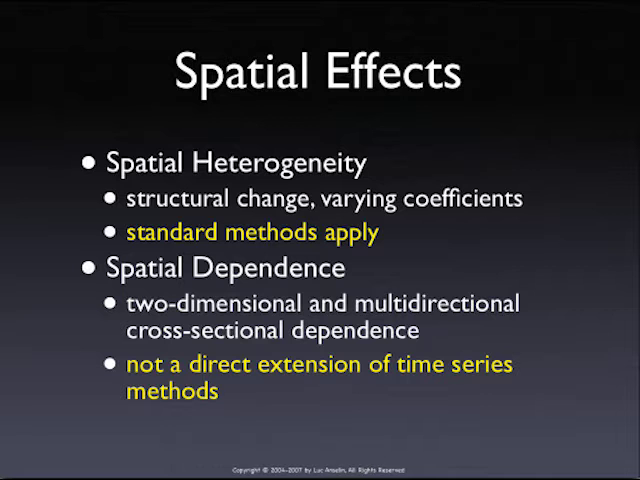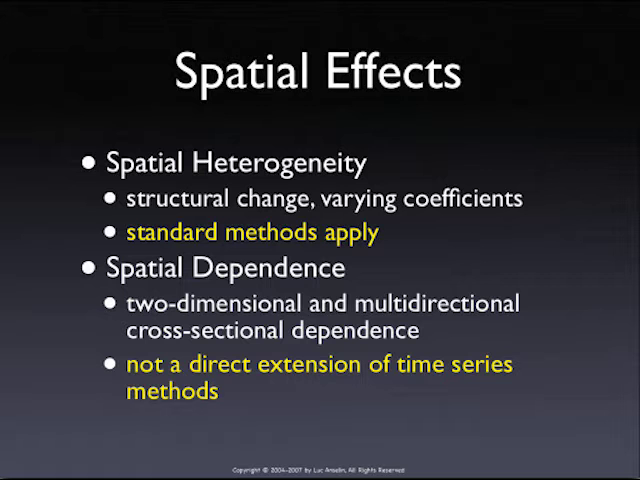The two spatial effects that we consider are spatial heterogeneity and spatial dependence. And I just want to say a few words about this before later on in the week we'll get into the specifics. Heterogeneity is structural change. So what is that? If we estimate a regression, say we're interested in the effect of some house characteristic like the size of the garage on the price of the house. Is that effect constant throughout space? Or in certain neighborhoods, the garage is worth more than in other neighborhoods. That's the kind of thing that we try to model when we deal with spatial heterogeneity.